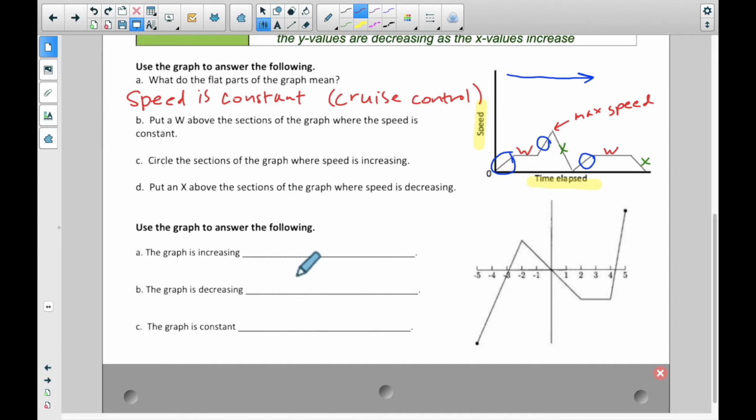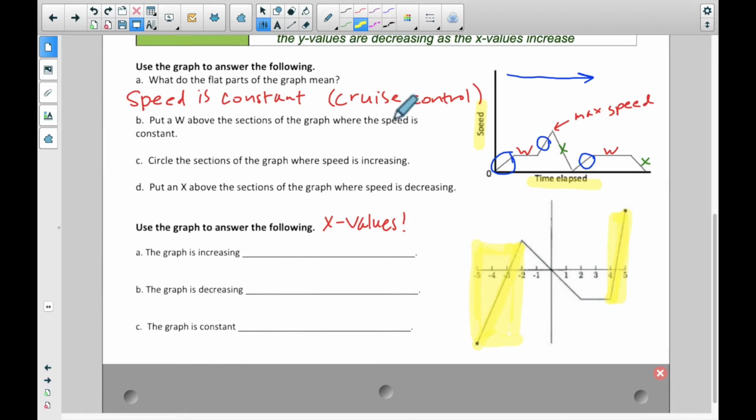Where is the graph increasing? Okay, when we answer these questions, we're always answering it using the x values. And the reason for that is, if this was time, for instance, we would say, okay, at the 1 second mark, what's going on? Or at the 3 second mark, what's going on? So again, if we think of it in terms of seconds, for instance, where is it increasing?